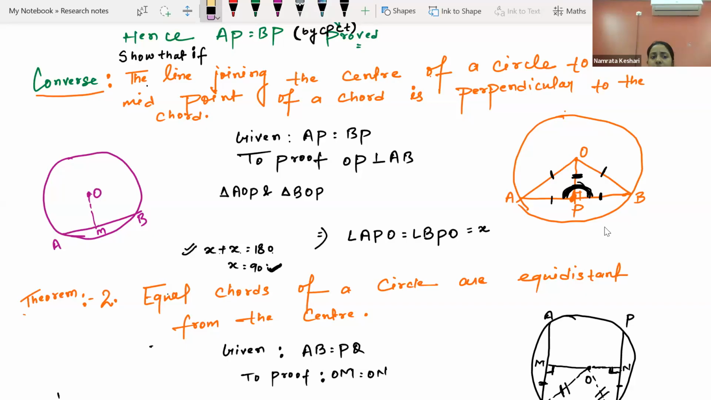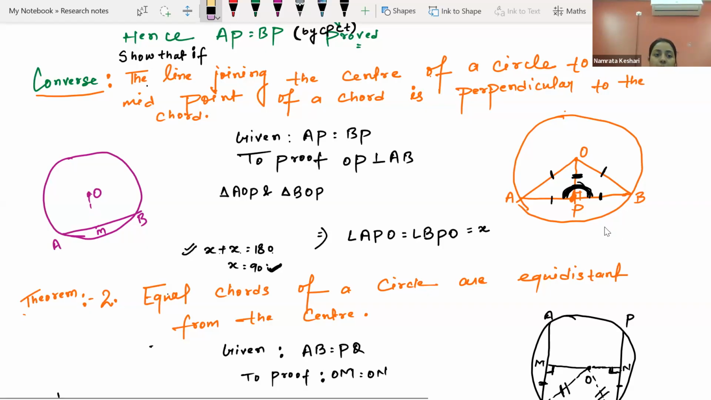Okay, so this time already we know M is the midpoint. The chord is getting bisected. AM and BM are same, we know that. But when we are joining this midpoint with the center, we realize that this is perpendicular. That's what we have to prove. OM is just making 90 degrees with AB. That's what we have to prove.